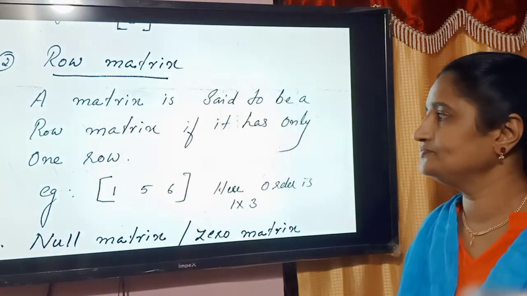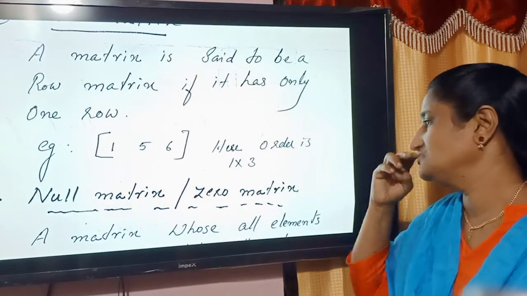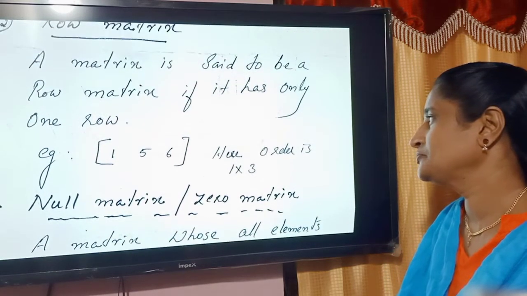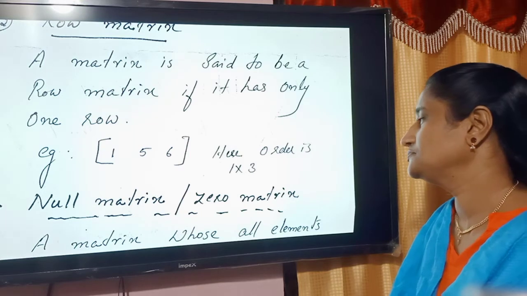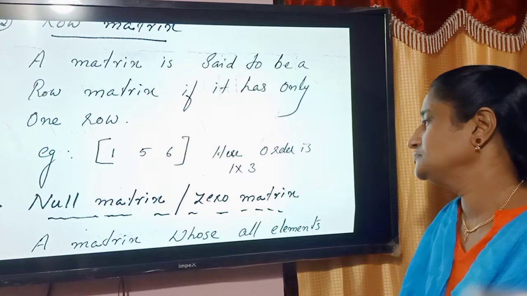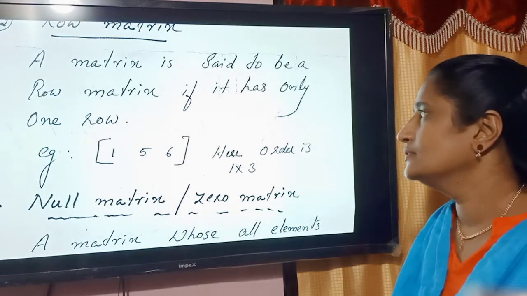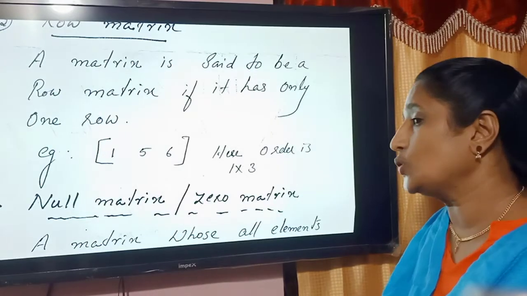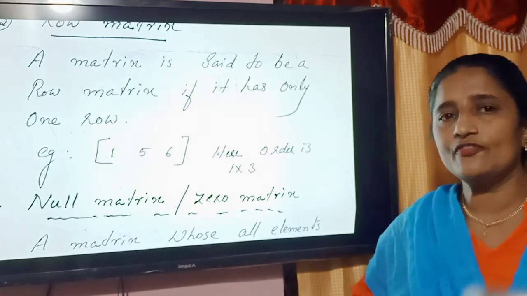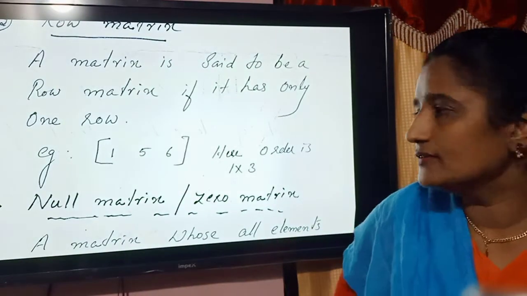Write the definition. One row, 3 columns. That is 1 by 3. In the previous case, 3 rows, 1 column. That was column matrix. In a column matrix, the number of columns should be 1, but in a row matrix, the number of rows should be 1. That is an important fact.